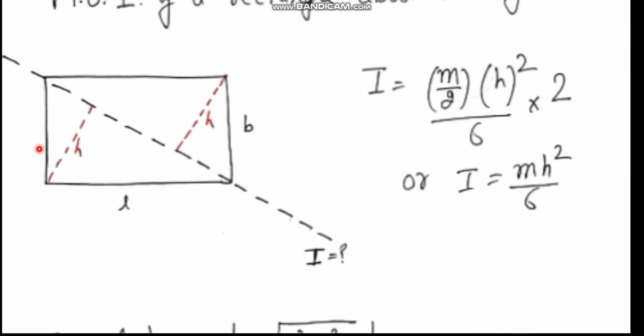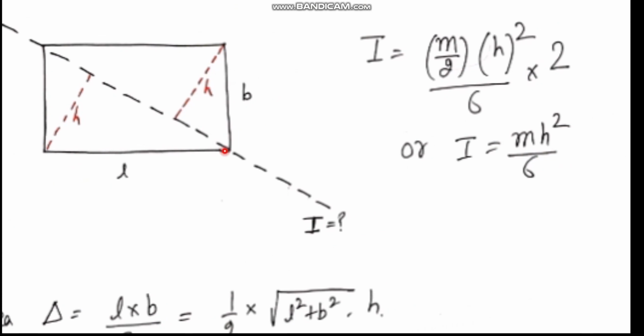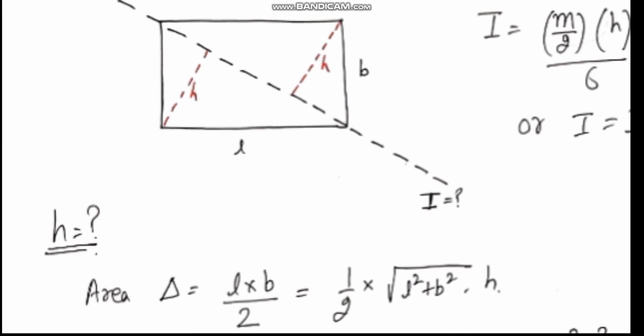And for this entire rectangle, it will be twice the moment of inertia of each plate. So I is twice of m by 2 into h square by 6. This 2 will cancel this 2, and therefore it will be left with m h square by 6. So again, what I am telling you is the moment of inertia of a rectangle will also be m h square by 6 about a diagonal, where h is this height. Now let us find this height h.